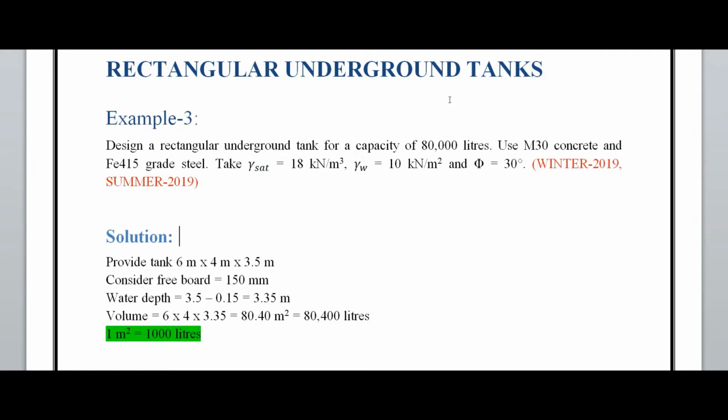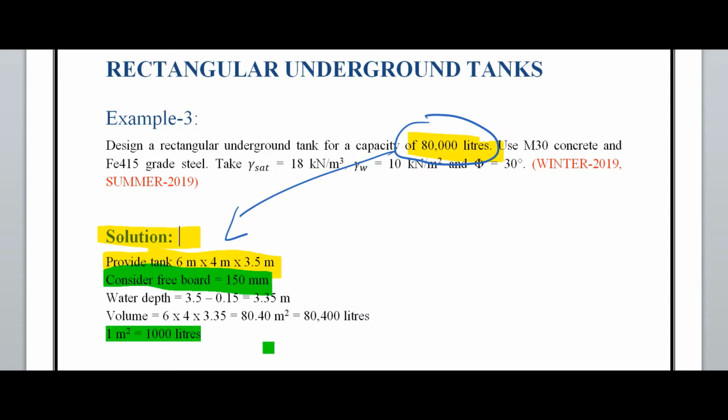Okay students, so here is the example. This is the same example, right? So the solution is, first provide a tank 6 by 4 by 3.5 meter. So in the example we have a capacity of water tank. But for the water tank we assume this data, 6 by 4 by 3.5, as well as assume a free board of 150 mm square.